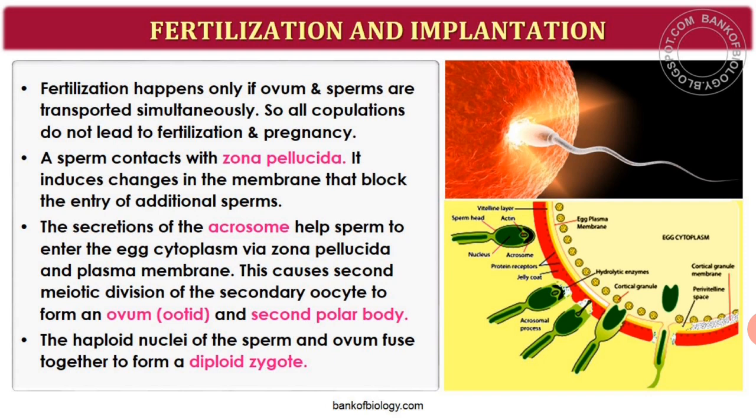So remember, you may ask me how the membranes of the egg are dissolved. The head region of the sperm contains a cap-like structure known as the acrosome, which contains a number of hydrolytic enzymes. These hydrolytic enzymes help in dissolving the plasma membrane as well as the zona pellucida of the egg, and thereby lead to the entry of the sperm into the egg. Once the sperm enters the cytoplasm of the egg, that leads to the fertilization of egg and sperm and the formation of the zygote.